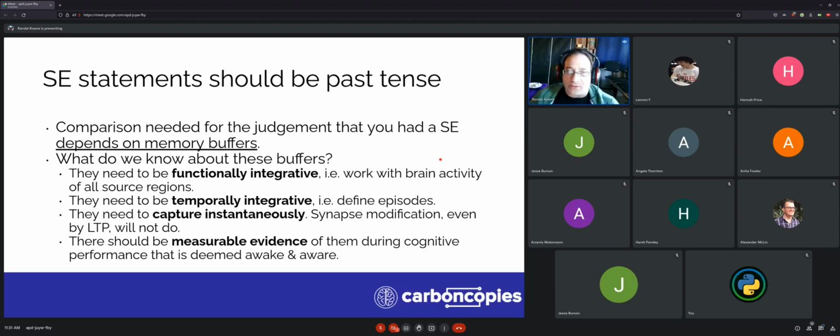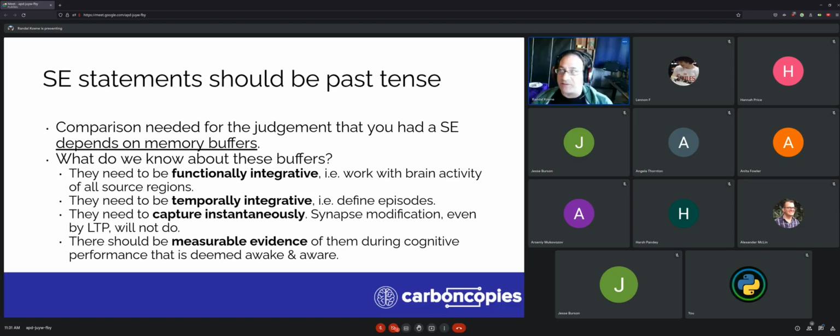All right. So subjective experience statements should be past tense. That's the title of the slide because I thought it was important to emphasize it, but really the rest of the slide goes into something a bit different. As I already mentioned when I was going through that loop, the comparison that you need to make the judgment that you had a subjective experience depends on memory buffers. If that memory isn't there, then you can't make that statement. You can't say, I was aware of this. You can't say that you were conscious or that you had subjective experience.